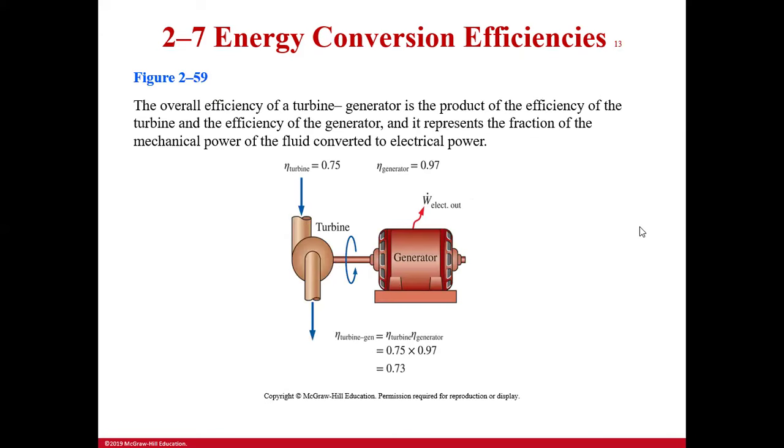The overall energy efficiency of a turbine generator is the product of the efficiency of the turbine and the efficiency of the generator, and it represents the fraction of mechanical power of the fluid converted to electrical power.